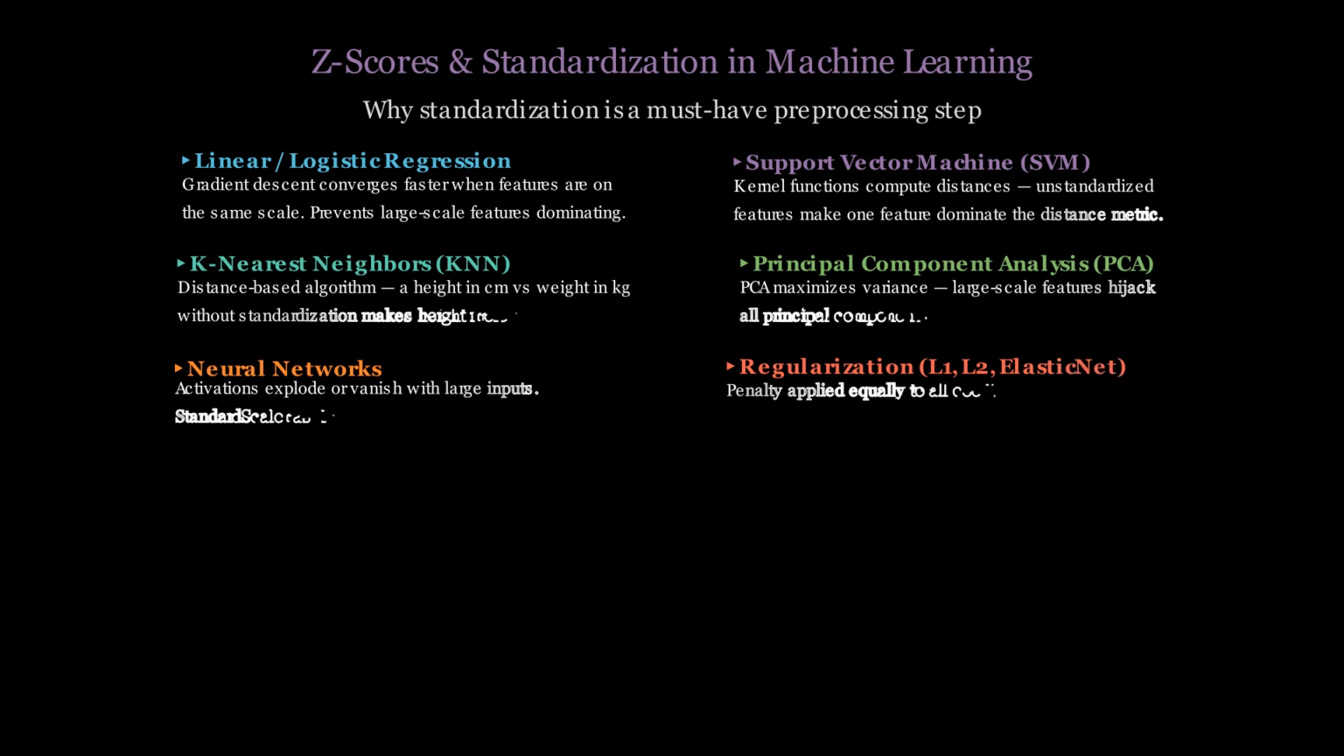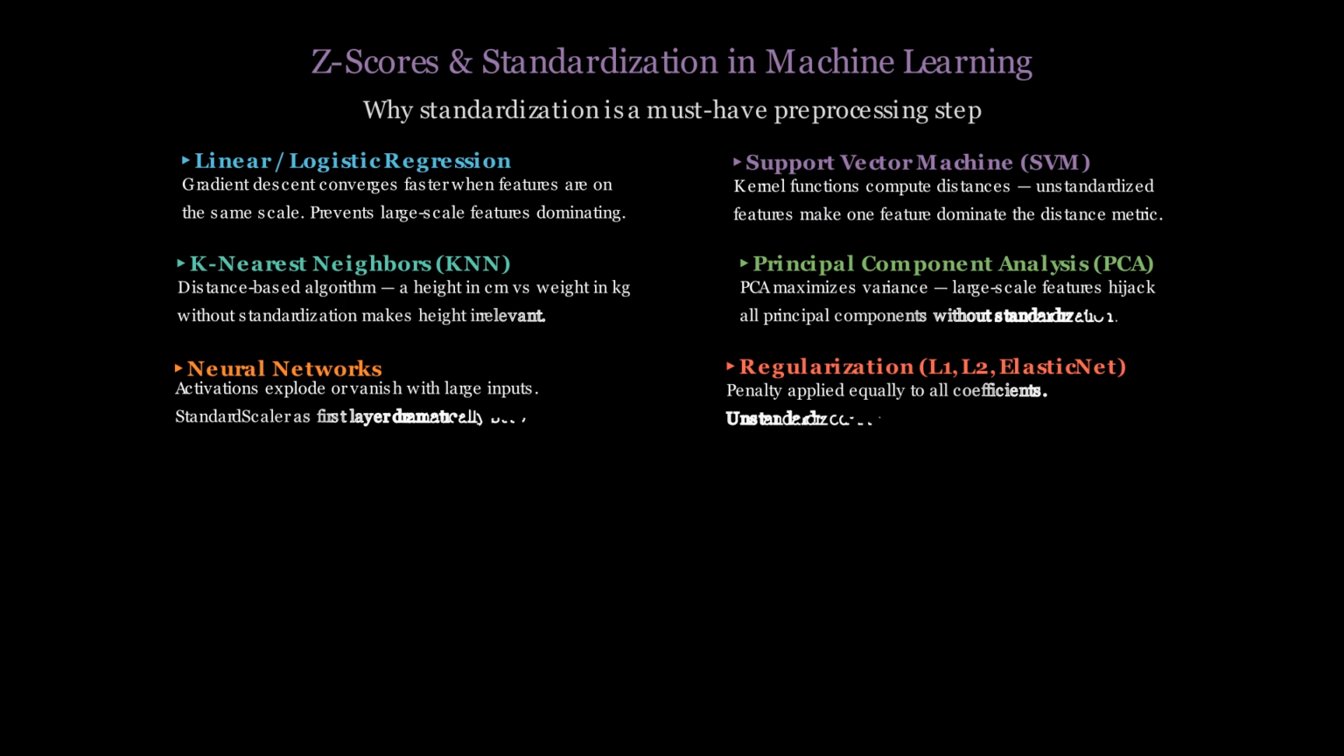For PCA, variance is king. Without standardization, the feature with the largest raw scale captures all principal components, completely defeating the purpose of dimensionality reduction. For neural networks, large input values cause activations to explode, making training unstable and slow. For regularization, the penalty needs to be applied evenly. Without standardization, large-scale features receive effectively smaller penalties.